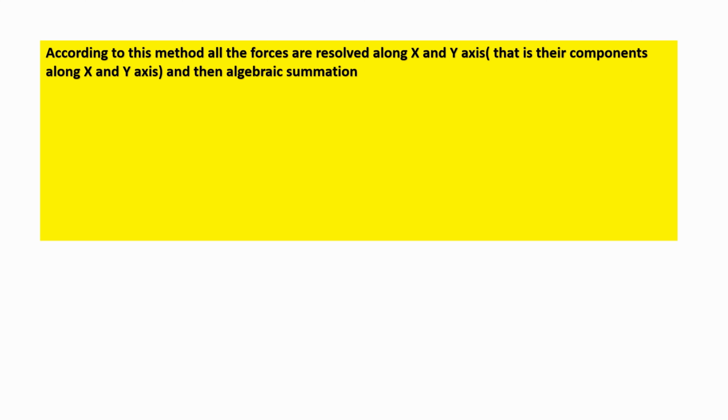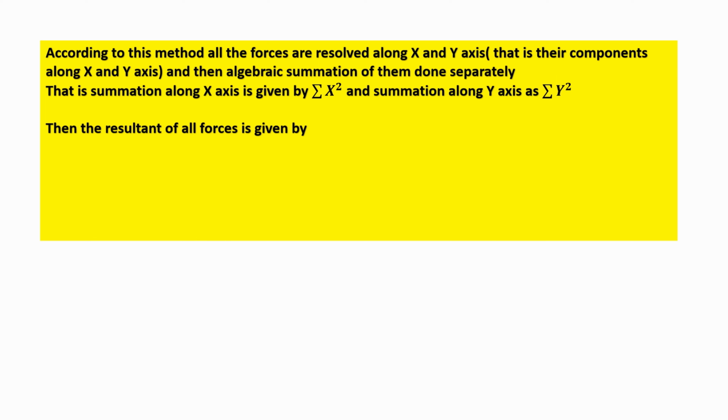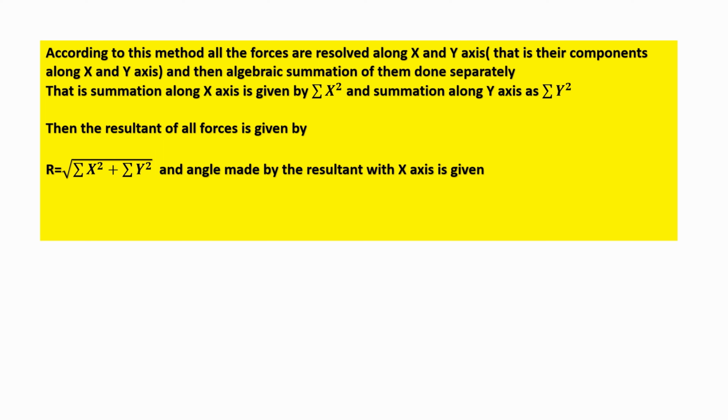According to this method, all the forces are resolved along the x and y axes, that is, their components along the x and y axes, and then the algebraic summation of them is done separately, that is, summation along the x-axis as sigma X and along the y-axis as sigma Y. Then the resultant of all forces is given by R equals square root of sigma X squared plus sigma Y squared. The angle made by the resultant with the x-axis is given by tan theta equals sigma Y by sigma X.